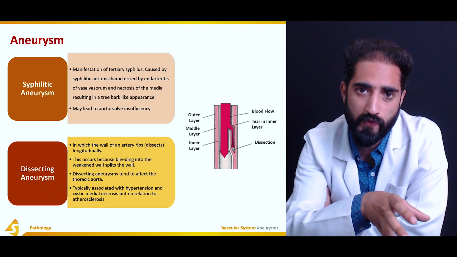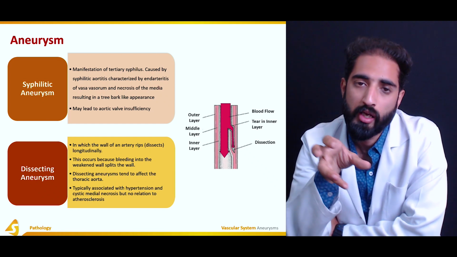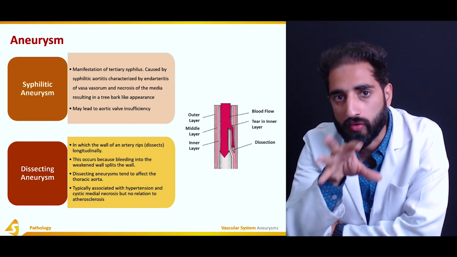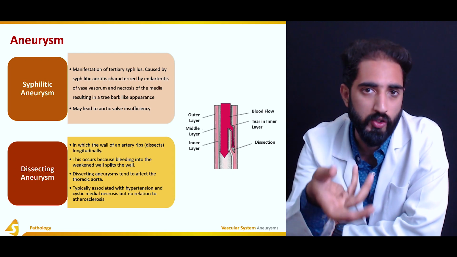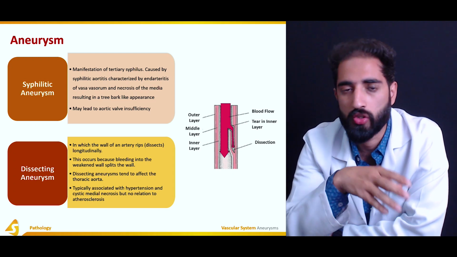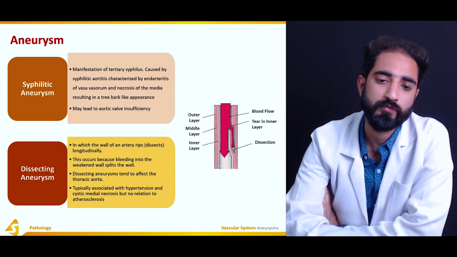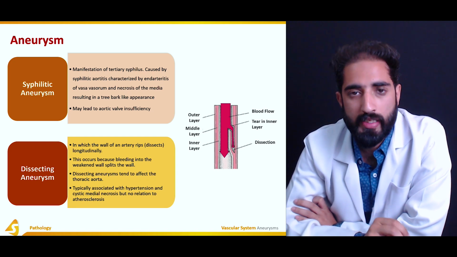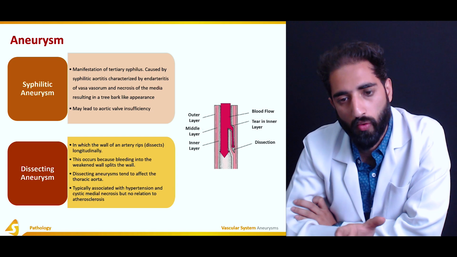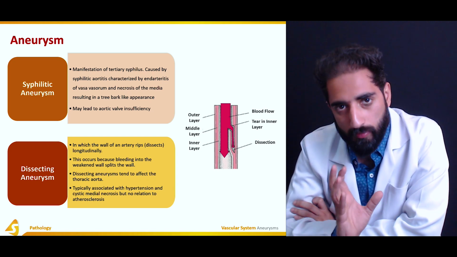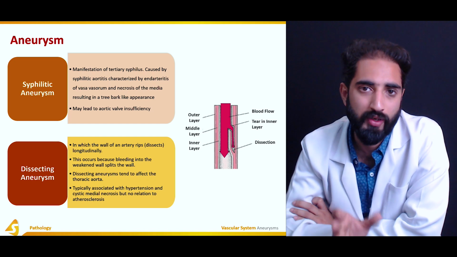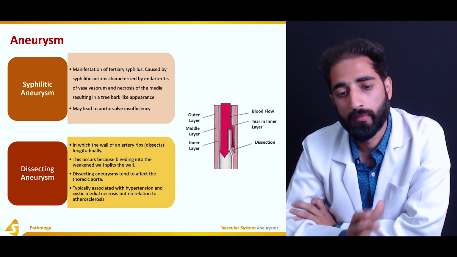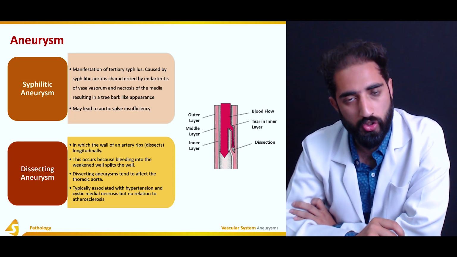Now, what is the vasa vasorum? The vasa vasorum are the blood vessels which supply blood to the layers of the artery or arteriole, such as the tunica adventitia and tunica media. So endarteritis of the vasa vasorum leads to necrosis of the tunica media, because the smooth muscles in the tunica media would not get their nutrition and blood supply via the vasa vasorum. This may lead to aortic valve insufficiency as well.